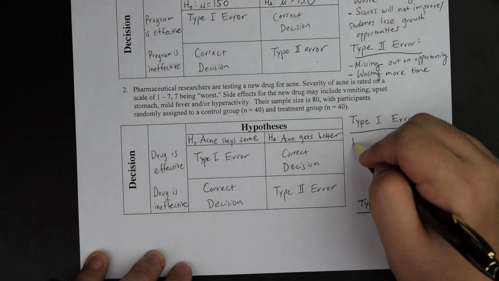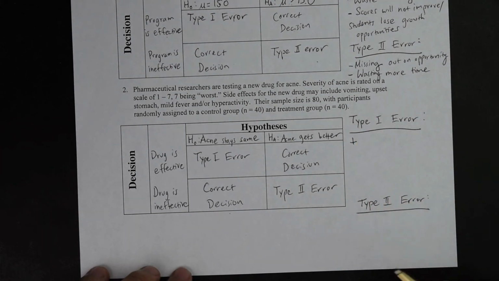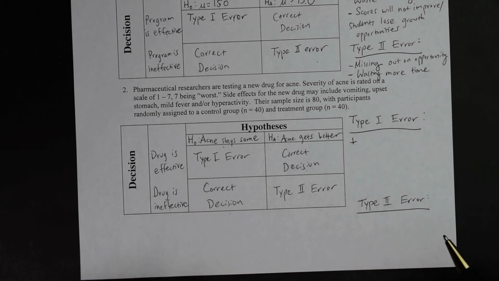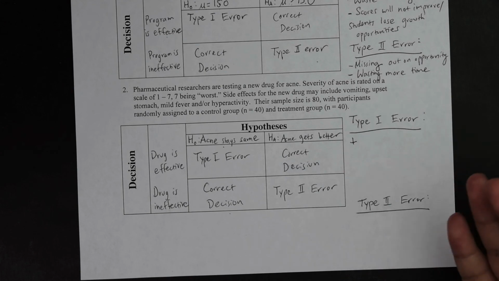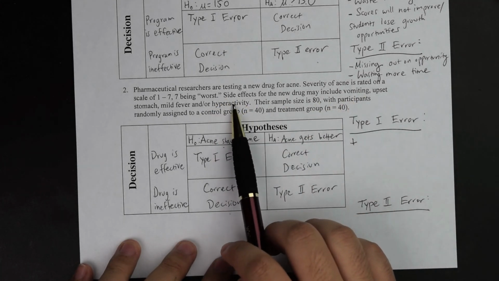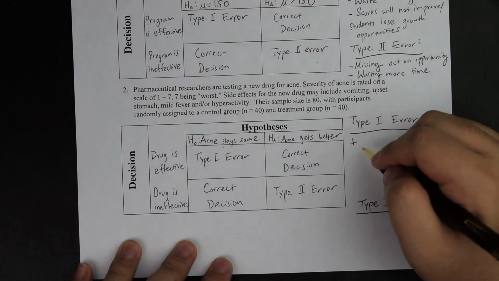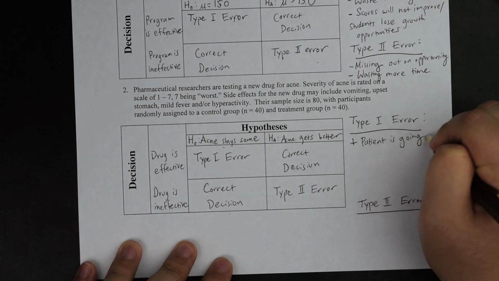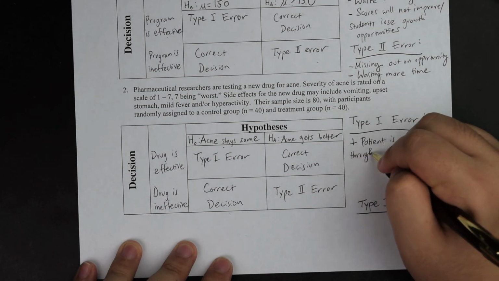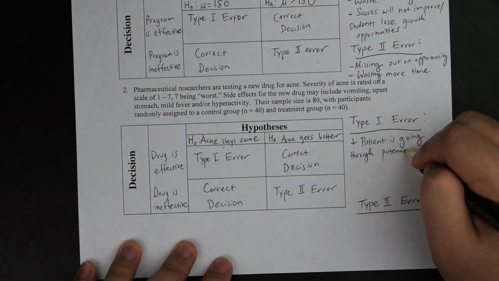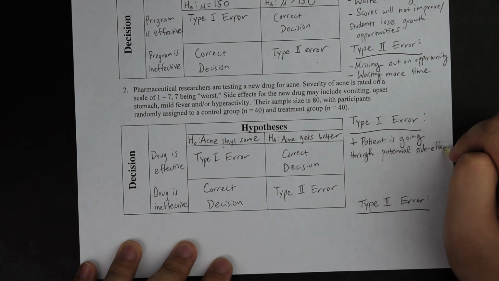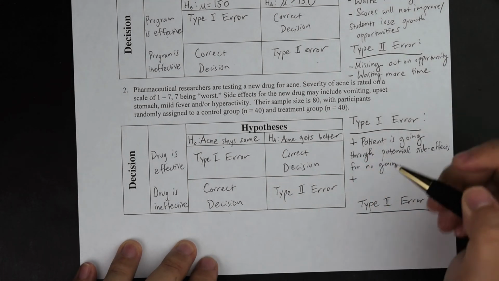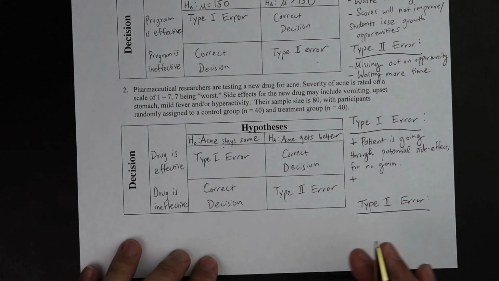So I'm going to write type 1, type 2 error right here and explain the breakdown to this thinking. Type 1 error: the acne stays the same, but we claim that the drug is effective. Duly note, they mentioned right here, side effects for a new drug may include vomiting. So that means the patient is going through potential side effects for no gain. That's one big issue already, right? This patient is taking this medication hoping that their acne drops, and there's no improvement.